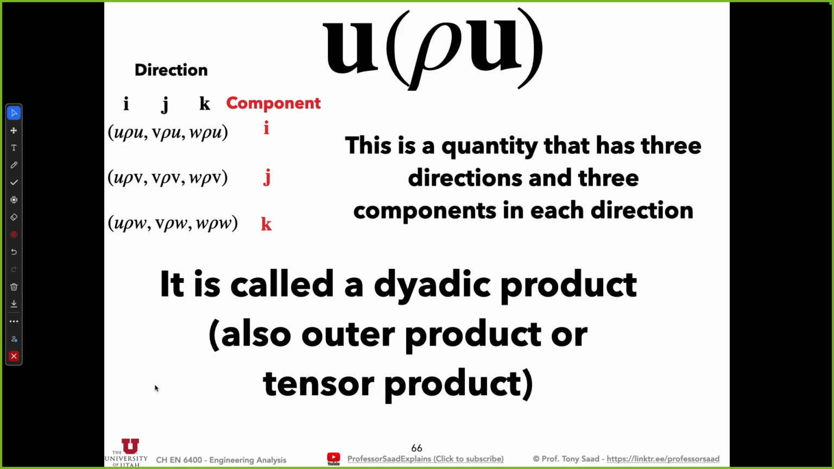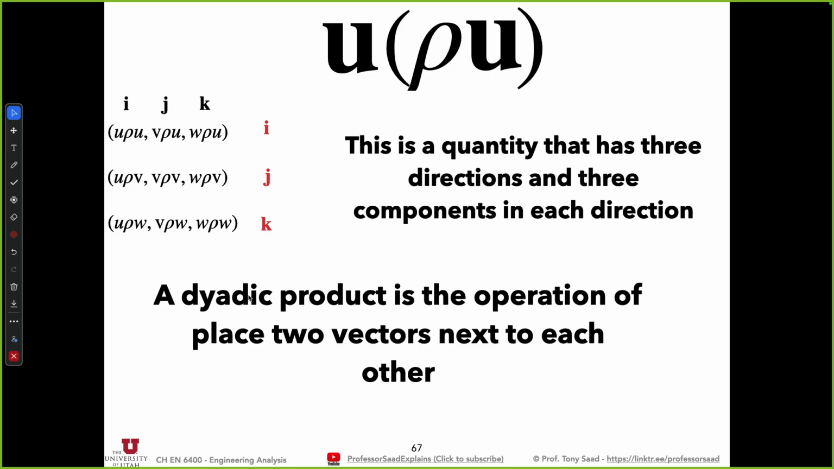Okay? It has 3 directions and 3 components per direction for a total of 9 entries in that quantity. When you put 2 vectors next to each other, you're multiplying them without doing a dot or a cross product. This is also called an outer product of 2 vectors. It's also called a tensor product, and we will know why in a second. A dyadic product is simply the operation of placing 2 vectors next to each other.